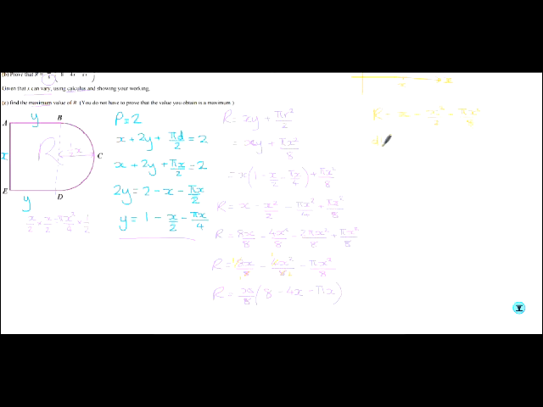Okay, so let's find dr by dx. So it's going to be 1. A half times 2 is just 1, so it's going to be minus an x. Here we have an eighth times 2, which is going to be a quarter. So I'm going to write it like this. And there we have it. Okay, so let's put this equal to 0. So 0 is equal to 1 minus an x minus pi x over 4.